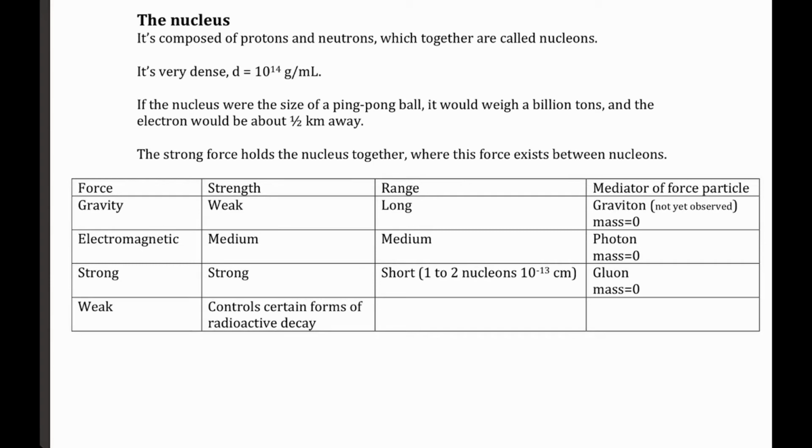If the nucleus were the size of a ping pong ball, it would weigh 1 billion tons, and the electron would be about half a kilometer away. Kind of like putting this ping pong ball in the middle of a baseball stadium, and the size of the stadium would be about the size of the atom. So the nucleus is very, very dense. And what is holding it together? What's holding these nucleons together?